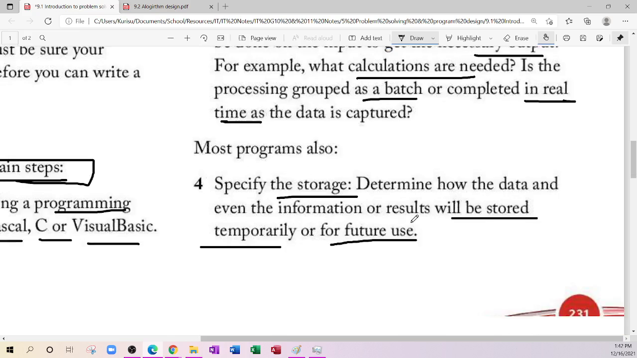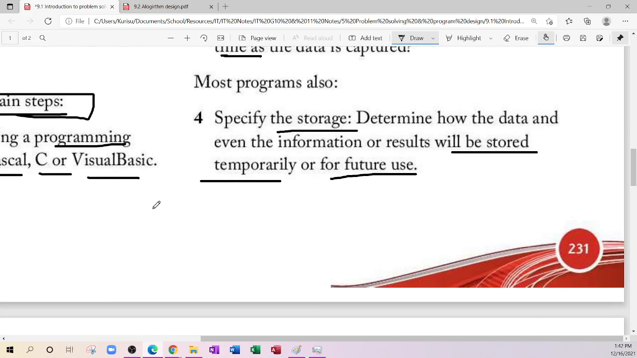So anyone remembers IPOS? You remember what it stands for? Yes, sir. Input, processing, output, storage. Right. Input, processing, output, and storage.